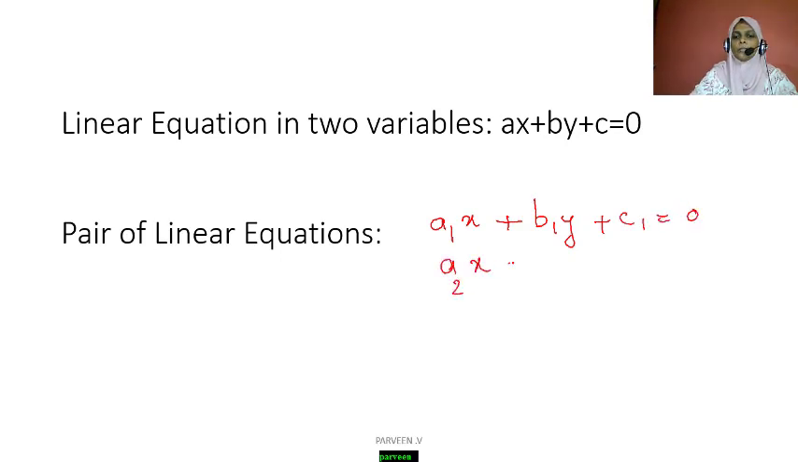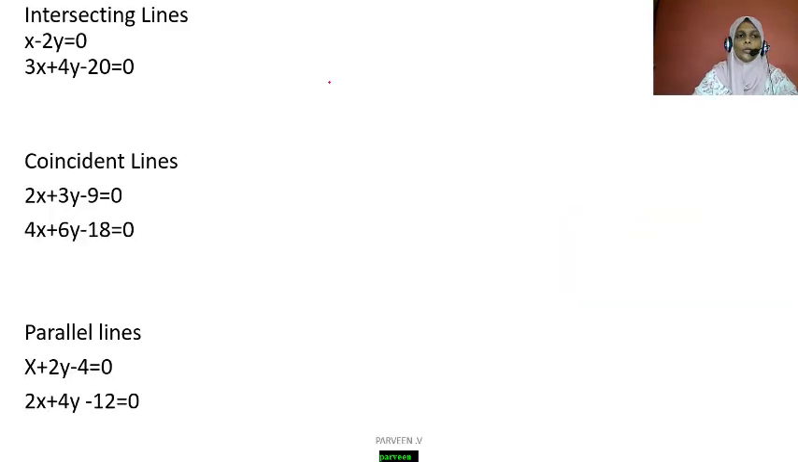Second equation in that pair, a2x plus b2y plus c2 is equal to 0. Now these were the three pairs which we had considered. When I took the first pair we got intersecting lines, the second pair we got coincident lines, and the third pair we got parallel lines.